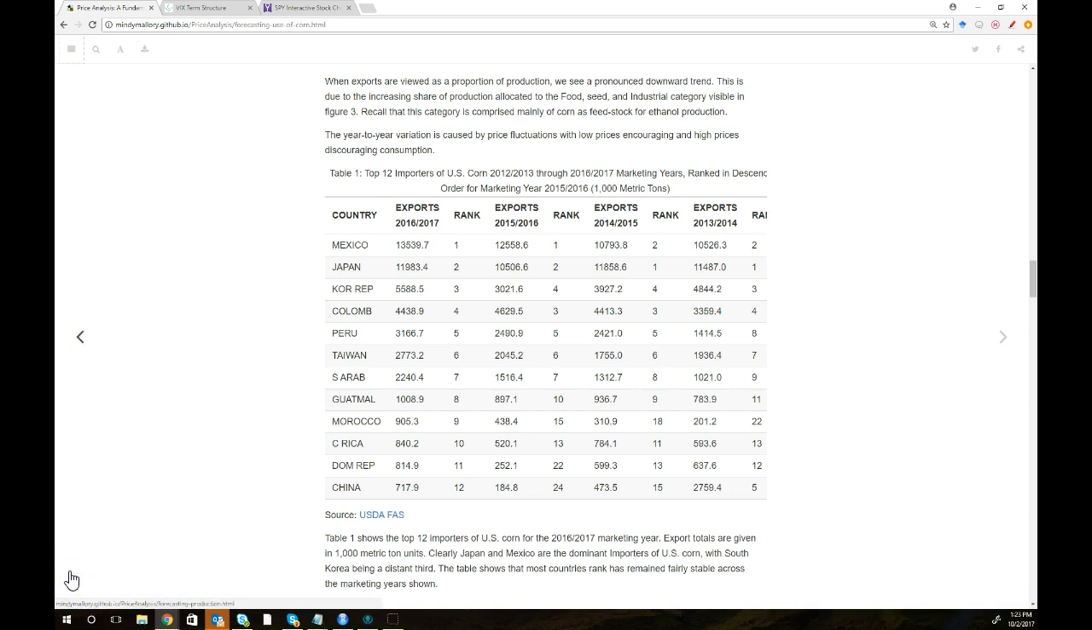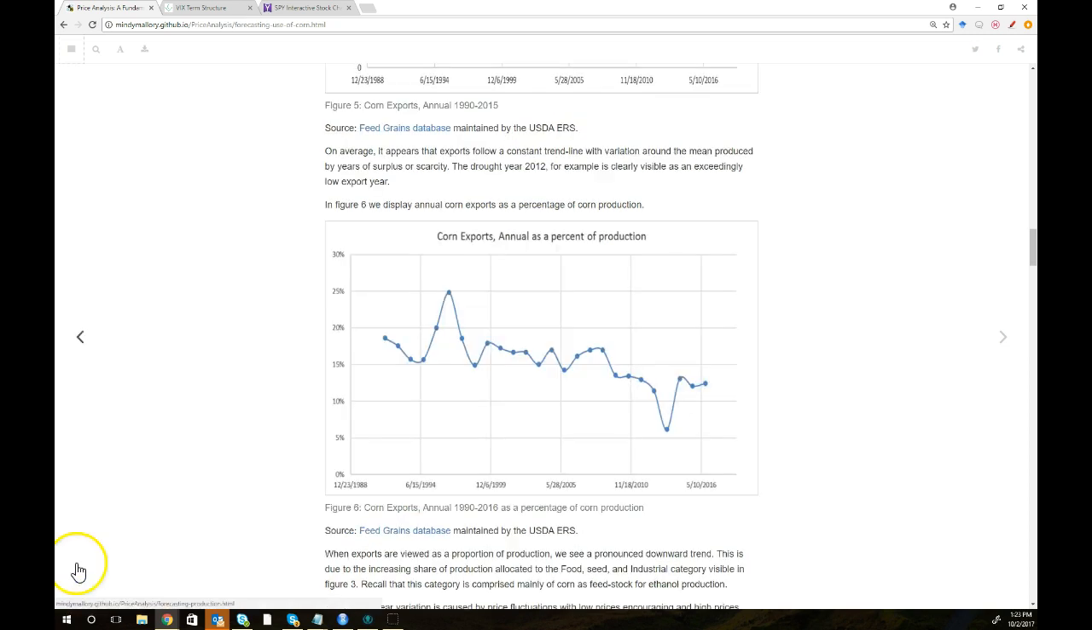One thing we'll see when we take a look at forecasting use of soybeans is that exports are a much more important factor in soybean markets than they are in corn markets. Recall, in the corn market, we are exporting between 10 and 15% of the crop. That number is much higher in the soybean market, which we'll see very shortly.